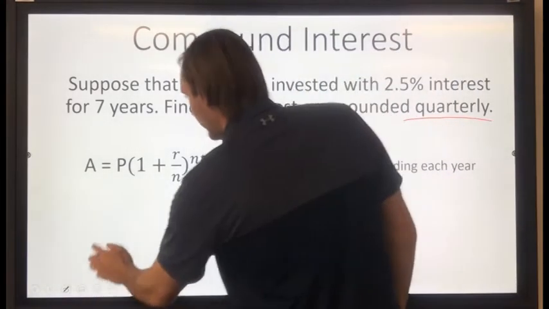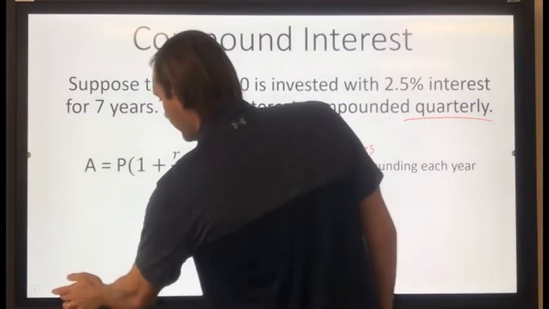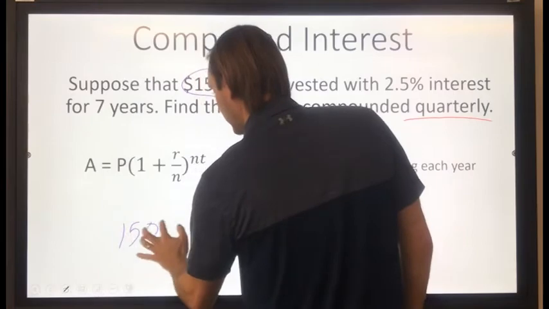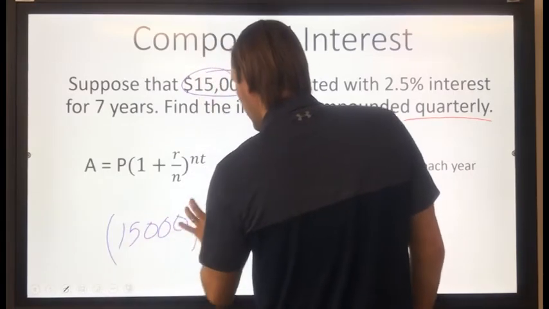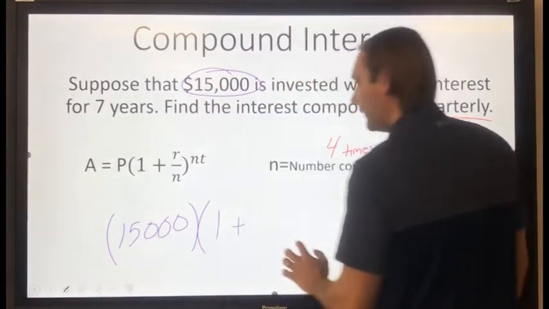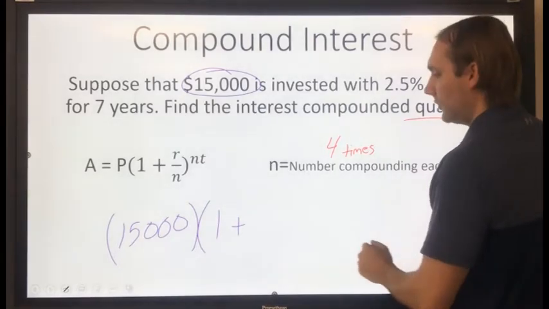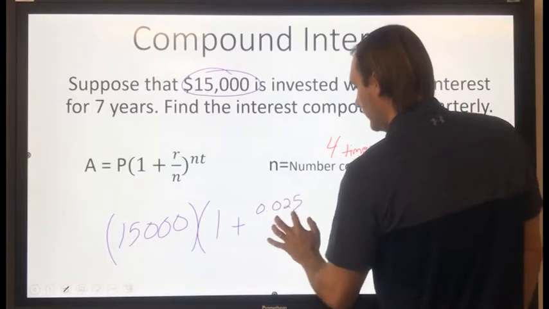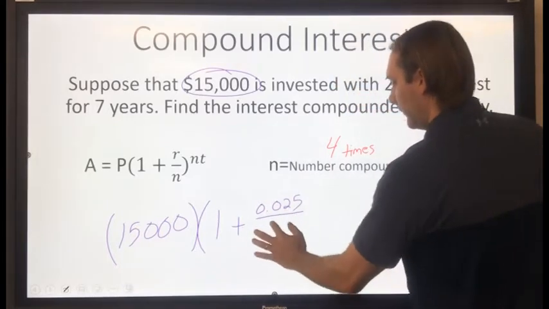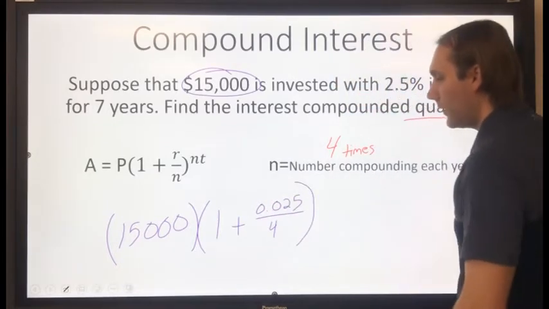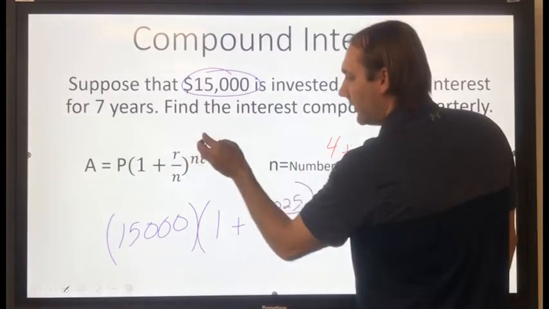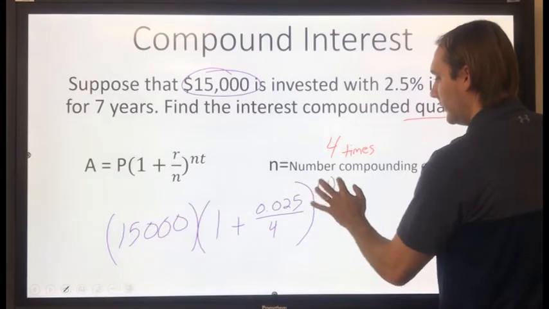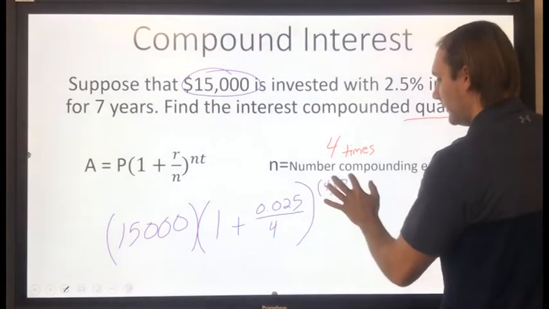So let's plug in our values. P is my initial value. So in this case, I started with, again, 15,000 times 1 plus my rate, so at 2.5%, so 0.025, over n, 4 times a year. And now this is not times, this is raised to the power of n, which is 4 times a year, times time, for 7 years.